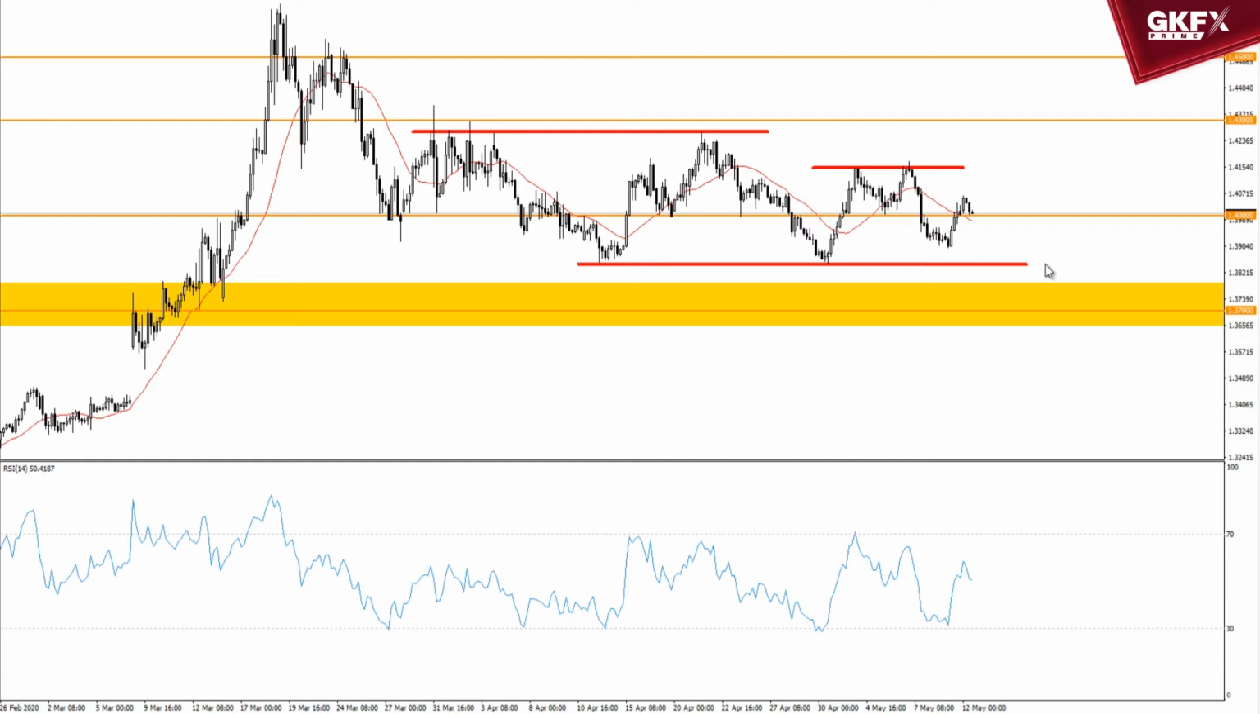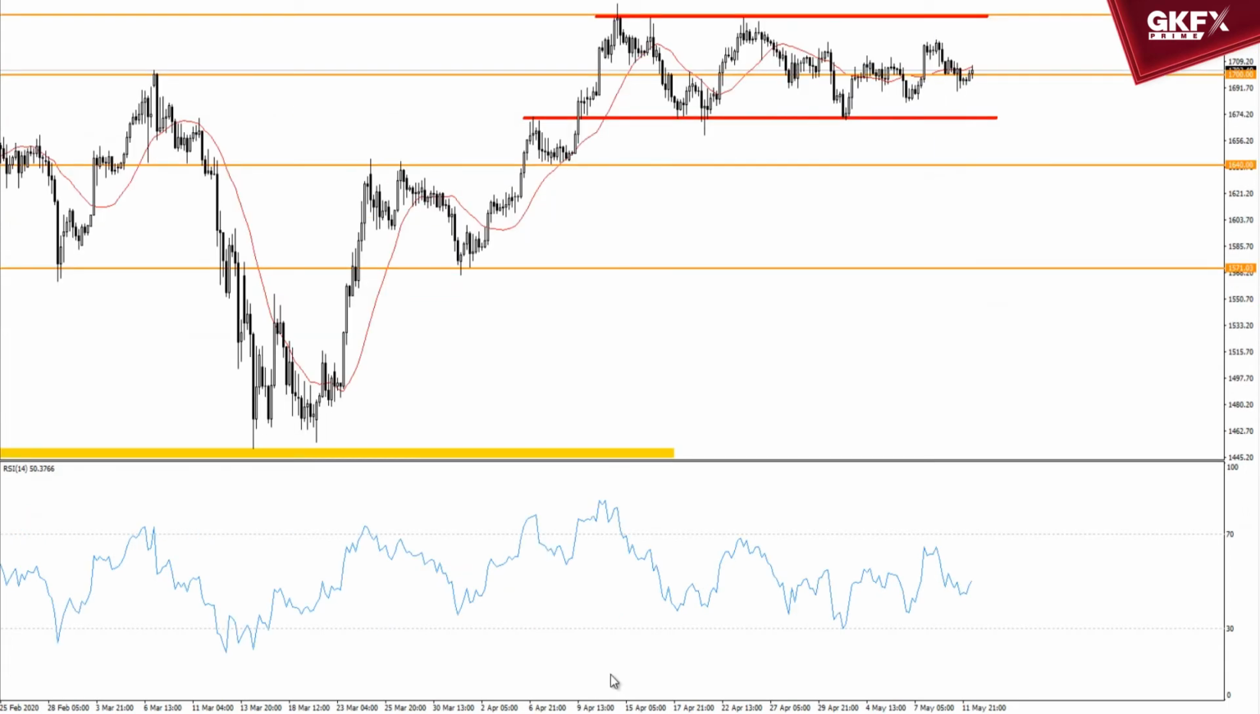So opportunities to sell when you're far enough away from 140, buy when you're far enough away on the downside for the time being, until we get that actual breakout. Not much more to say on that though. This is gold.